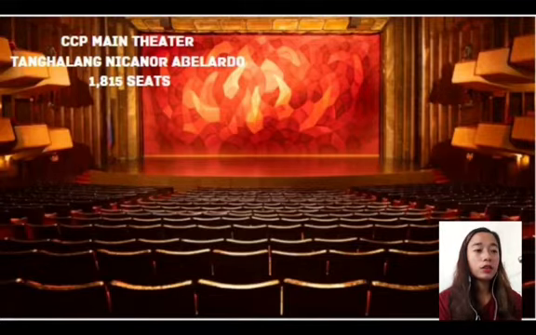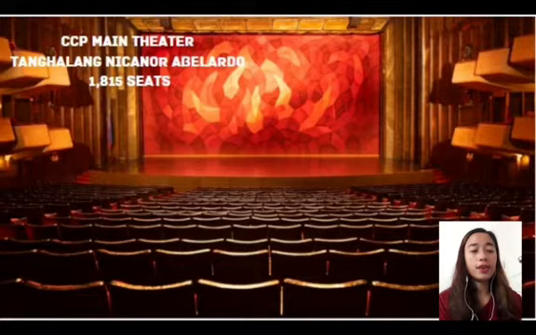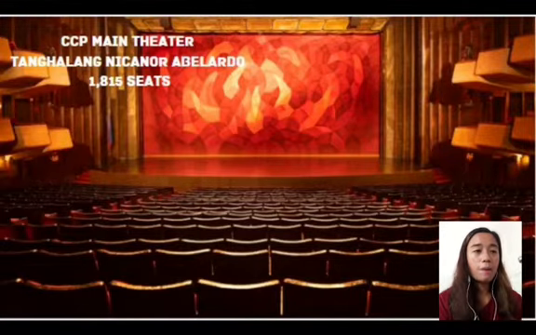The Tanghalang Nicanor Abelardo, or Main Theater, seats 1,815 guests and has 4 levels: orchestra, boxes, balcony 1 and 2. The shape and design were rigidly controlled by acoustical requirements. The stage floor is made of mahogany wood, characterized for its sturdiness and huge size.